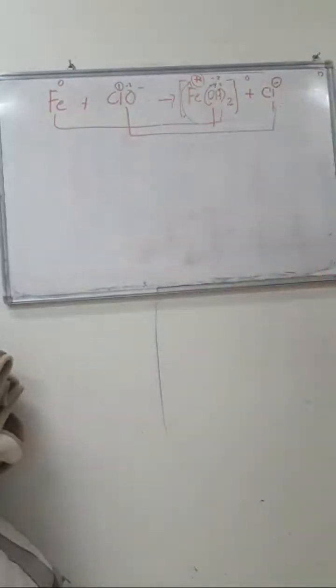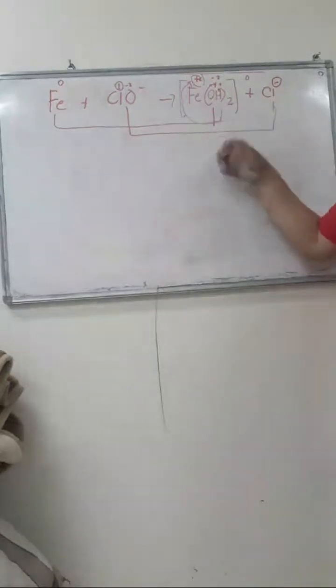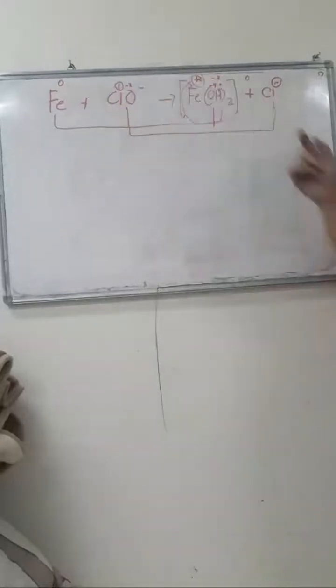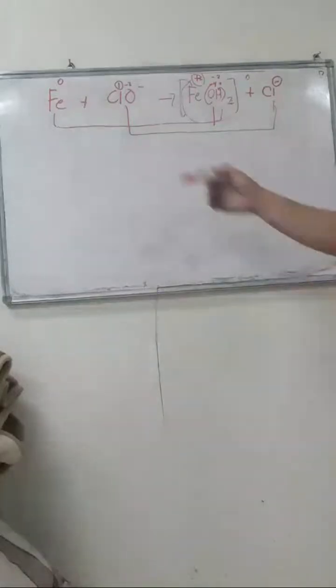So what's this all about? Meaning to say, it loses electrons. The electrons of iron originally are being lost from the iron. That's why it becomes 0. That is an increase in oxidation state, oxidation.